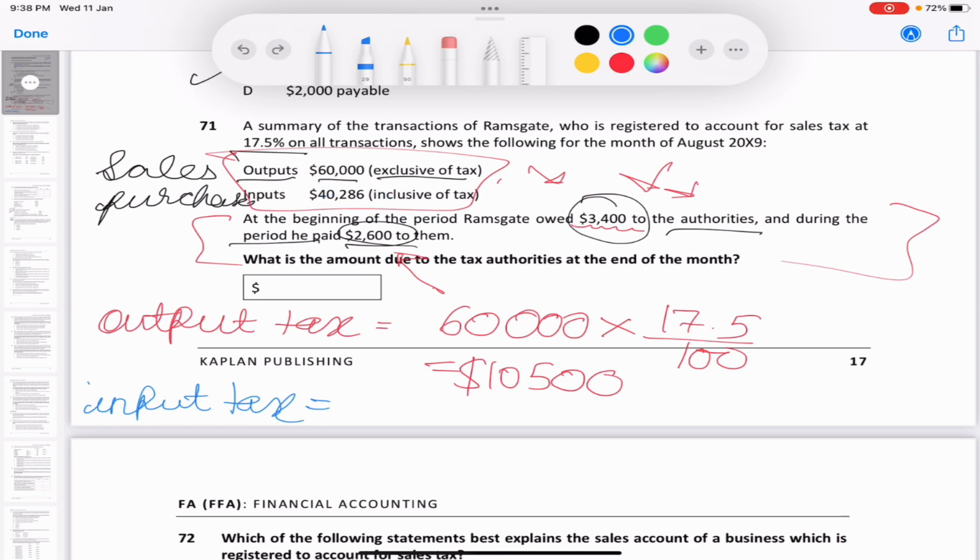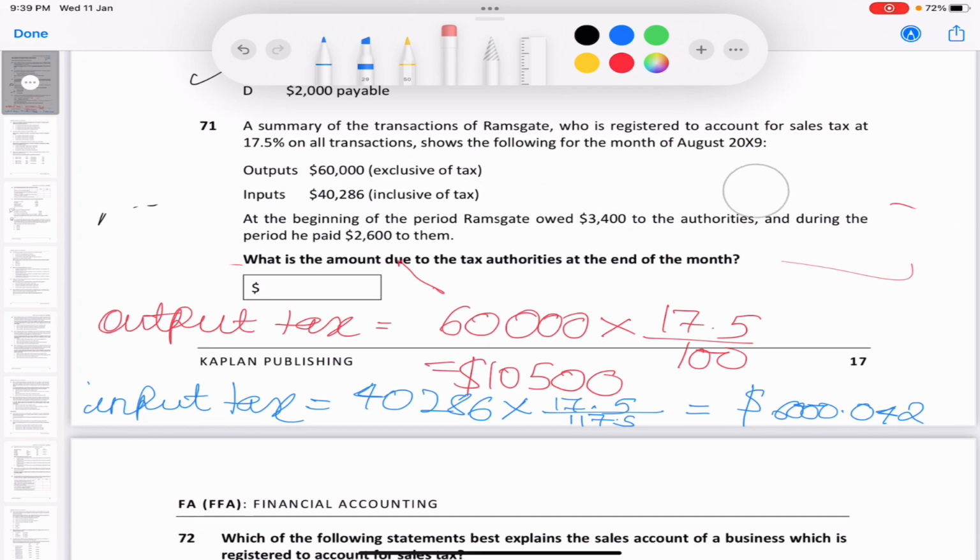Now to find the input tax: the inputs are given as 4,286, which is inclusive of tax, which means that is the gross value. So how will I find that? 4,286 multiplied by rate upon 100 plus rate, 17.5 upon 117.5, which will give me 6,000.042. So this would be my input tax. Give me a second. Okay, this part of the question is done.